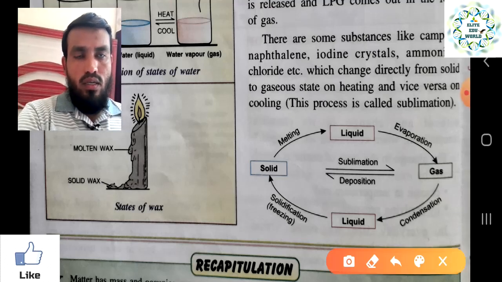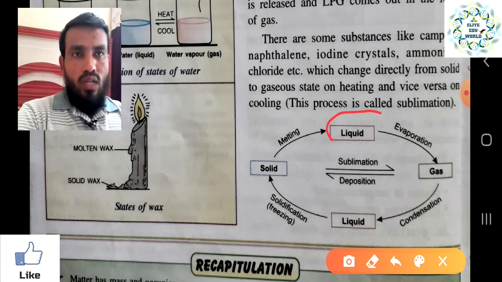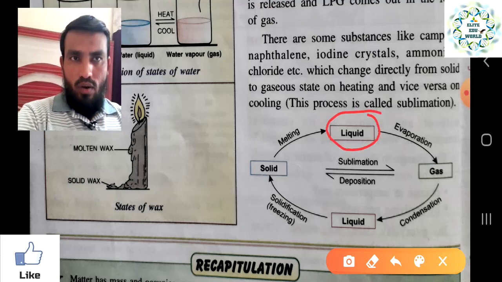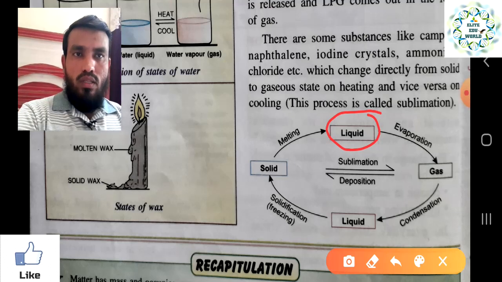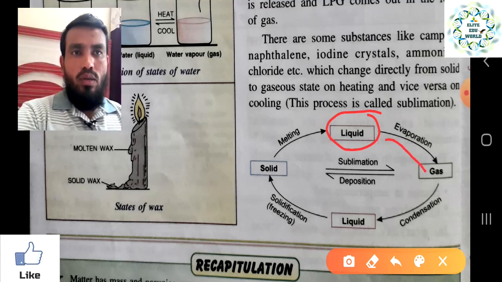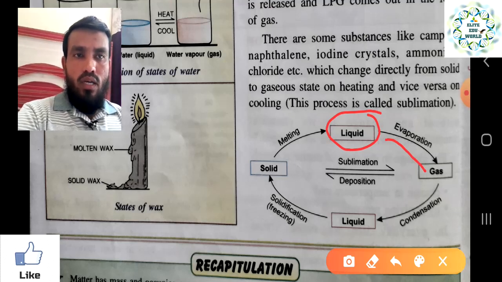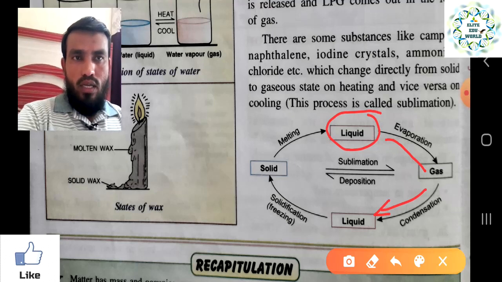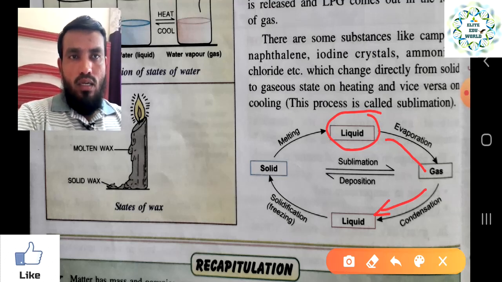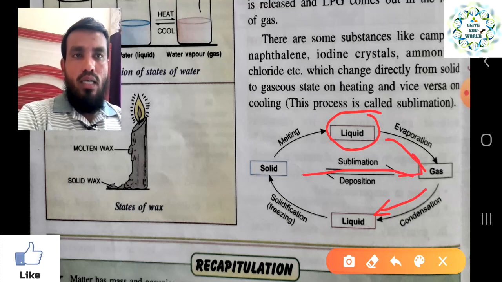Suppose this is your naphthalene ball, in solid form, and when you give it heat, that is called sublimation, so it evaporates and is directly converted into gas. And when we have condensation, it is converted again into liquid form, right. That is the normal process we can say, but in sublimation the solid is directly converted into the gaseous form, right.